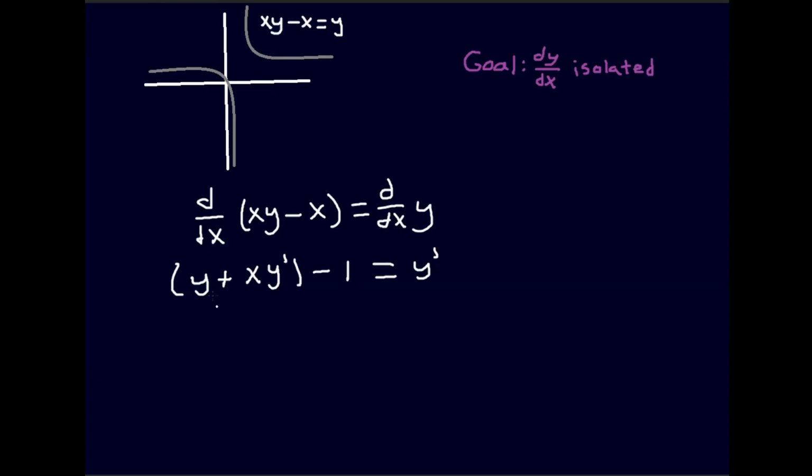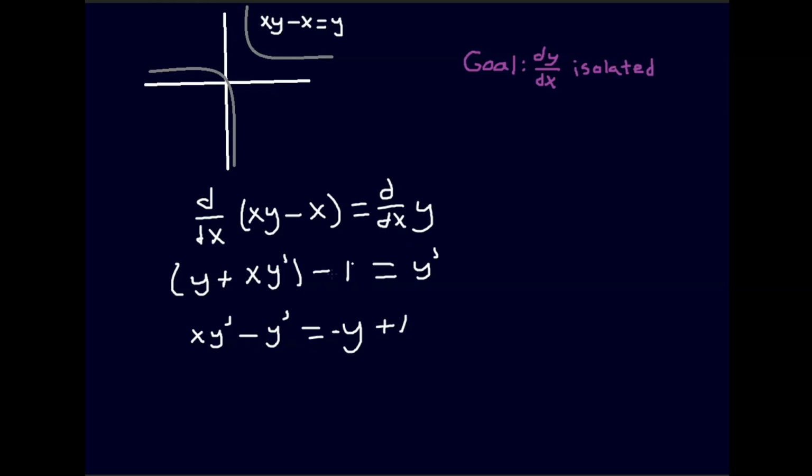So we're trying to isolate this. Looking at this, we will want to get all of the y primes on the same side. So I'm just going to write xy prime. Bringing this over to this side, I'm just going to minus that y prime equals. I'm going to bring this y over to the other side. So moving it there, and then add this 1 as well.